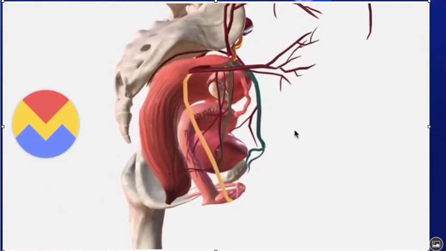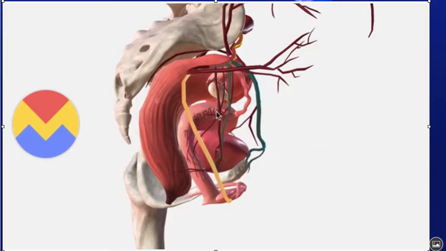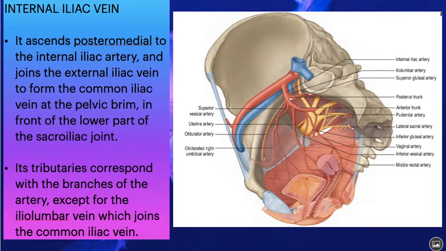Right. Then coming to the venous drainage, we have the internal iliac vein that is ascending posteromedially to the internal iliac artery, and is joining the external iliac vein to form the common iliac vein at the pelvic brim, in front of the lower part of the sacroiliac joint. Its tributaries correspond with the branches of the artery except the iliolumbar vein, which joins the common iliac vein.